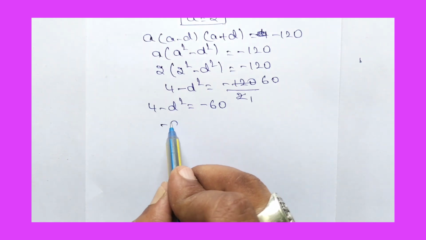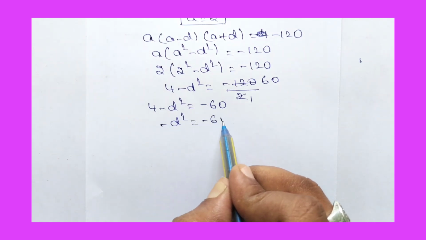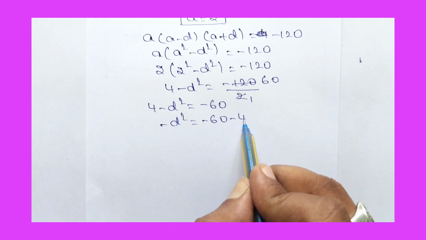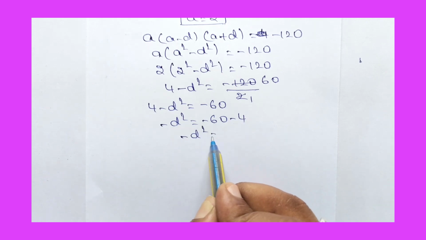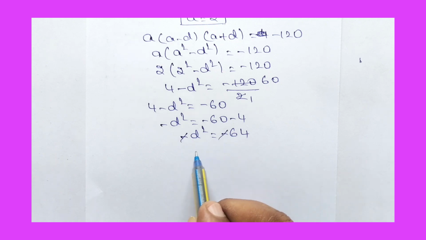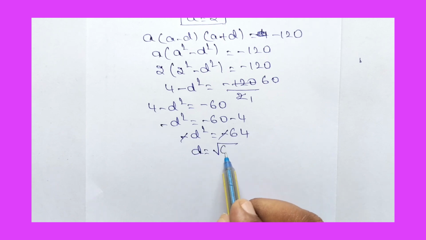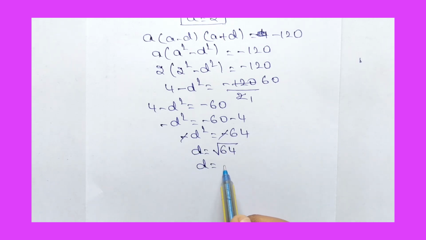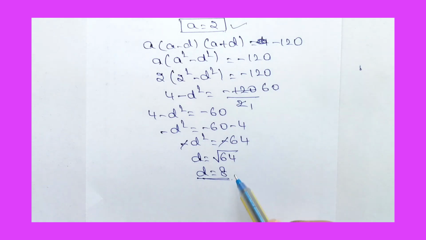So minus d square is equal to minus 60, if you shift plus 4, it will become minus 4. Minus d square is equal to minus 64. Minus 60 minus 4 is minus 64. Minus minus cancel. D is equal to square root of 64. D is equal to 8. So we got the value of a as 2 and d as 8.